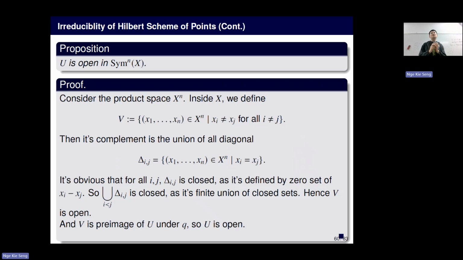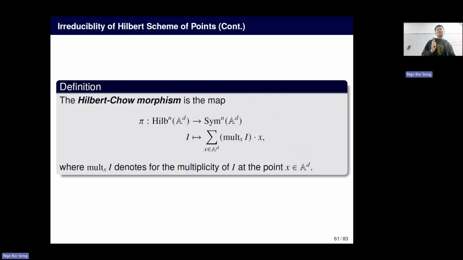And actually, as Justin mentioned, we can view the Hilbert-Chow morphism as a blow up of the Sym^n X along these diagonal terms. And V is the preimage of U, so U is also open. And we define the Hilbert-Chow morphism as this map.